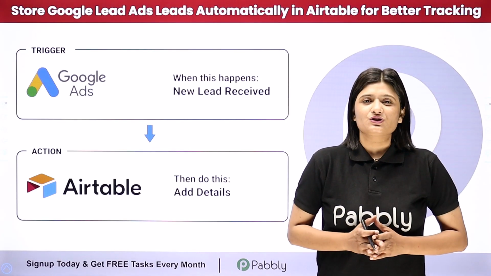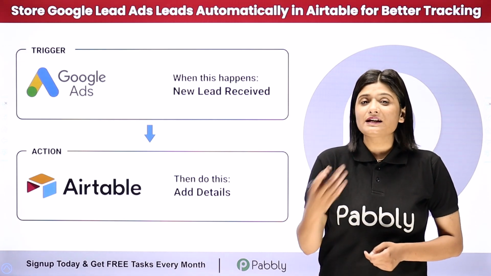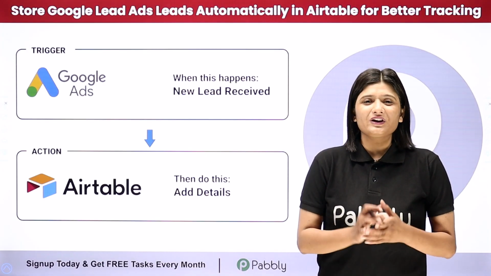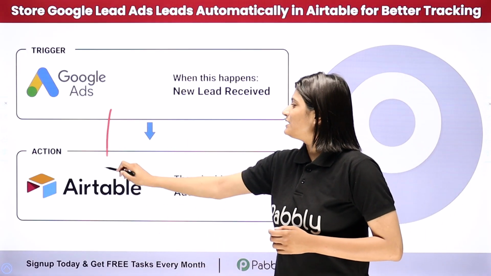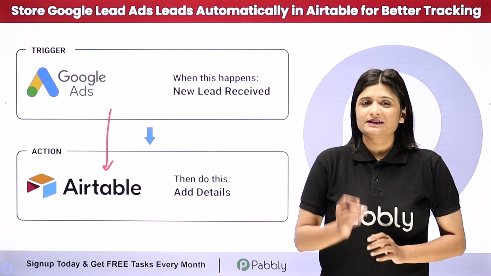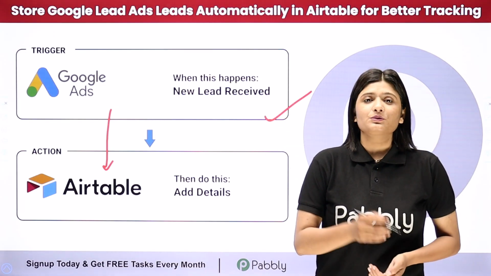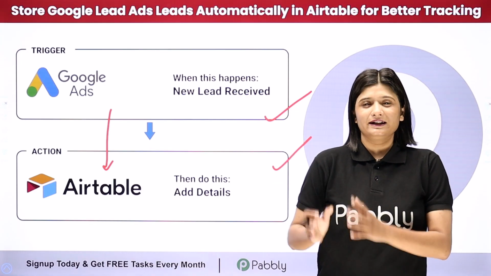And to do this automation, I'm going to use Pabbly Connect. Pabbly Connect is an amazing automation and integration software which requires no coding or programming skills. Here I just need to build a connection between Google Ads and Airtable. With the help of Pabbly Connect, I'm going to build this connection in such a manner that whenever I capture a new lead from Google Ads, automatically I'm going to add the lead details to my Airtable database.